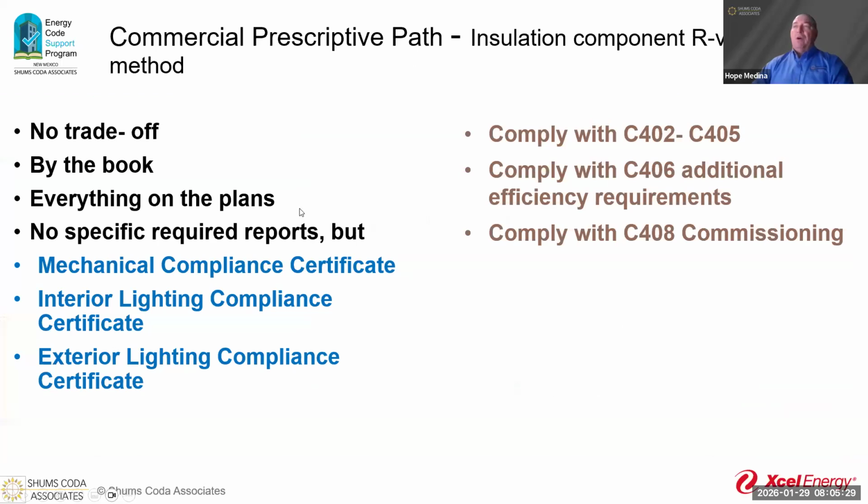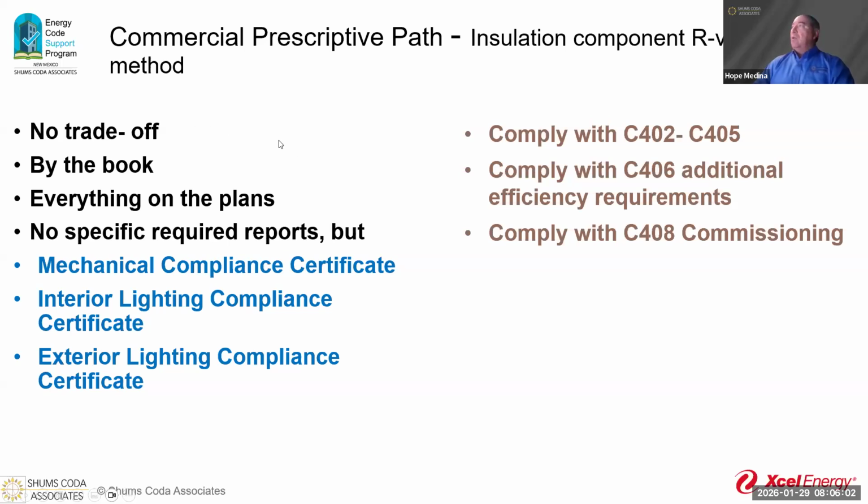One of the reasons why this is used is because it's very simple. We know that everything's on the plans. There are no trade offs. We come straight out of the book. We don't require any other specific reports on this. By that, I mean a ComCheck for mechanical, interior or exterior. They're not required, but if they want to submit them, we will take them. It's a great way to make the plan review easier, and it's a great way to make the inspections easier. We'll get to how a ComCheck can help us with the inspections in a little bit.